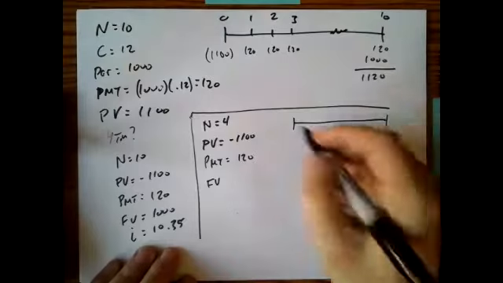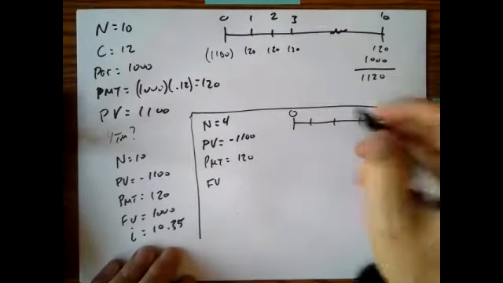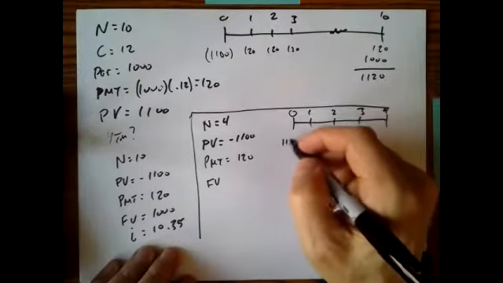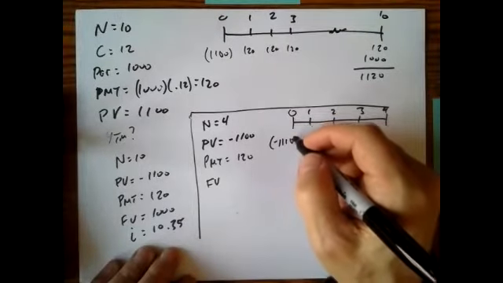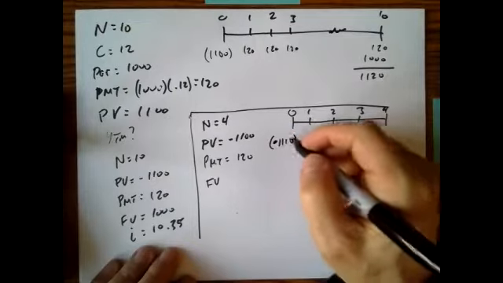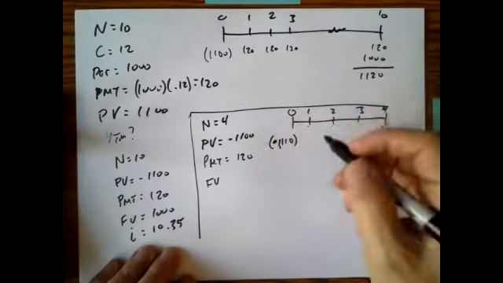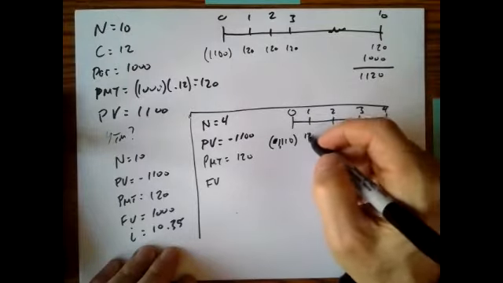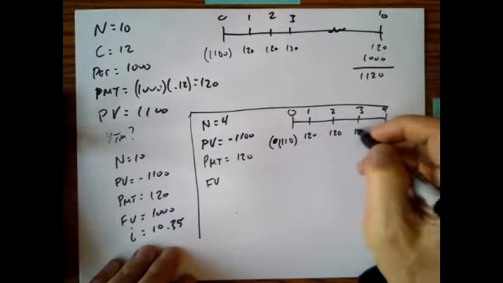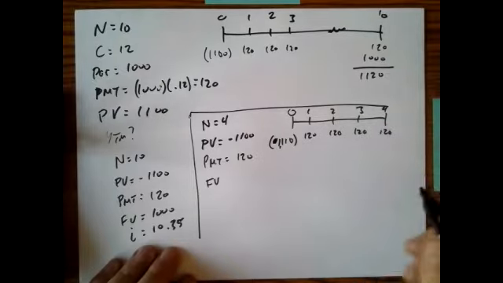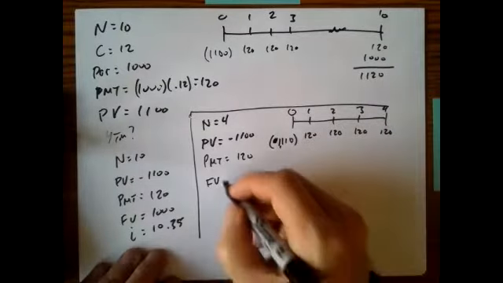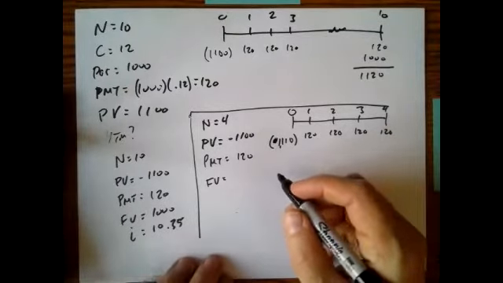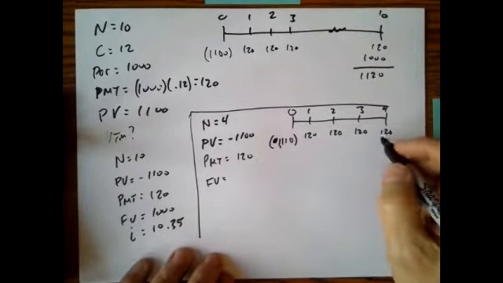So let's do our little timeline: 0, 1, 2, 3, 4. We're still paying 1,100. I started putting a negative, then I put parentheses, so you use one or the other. So I'm getting rid of the negative. It's still going to be 120, 120, 120, 120. But the FV, the call premium is $60. So the call price is going to be $1,060.